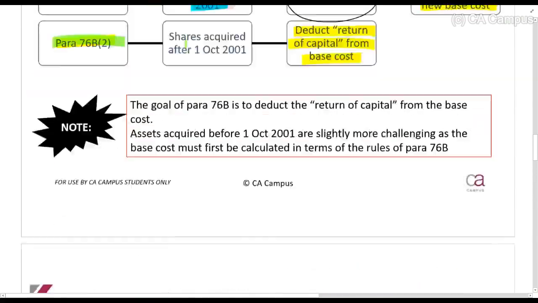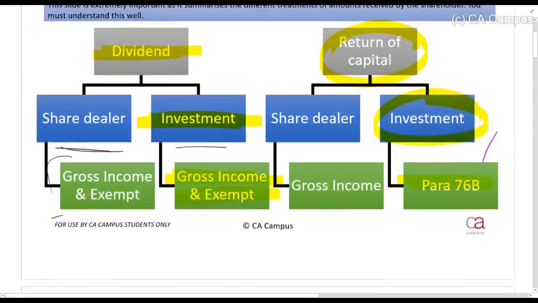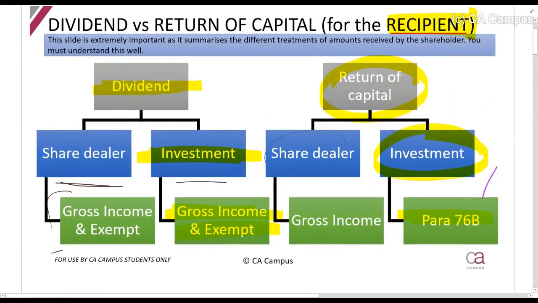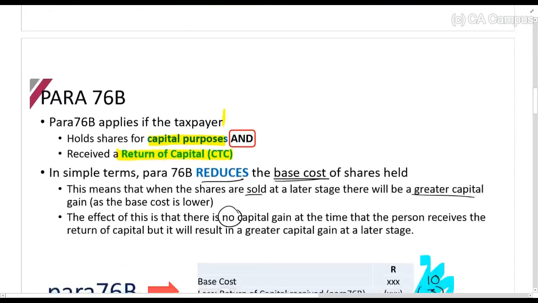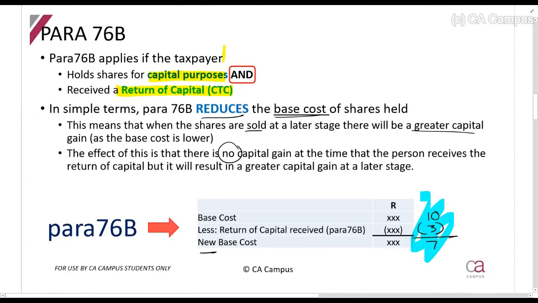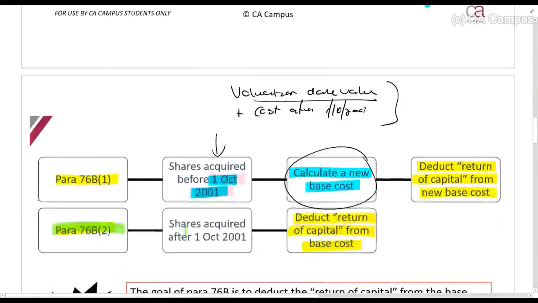Can you see? So let me just go back. They're not talking here if it's a share deal or investment. But I said to you, it only applies to investments. Why? Because you need to remember the 8th schedule applies to capital assets. Okay, and it does apply to, yeah, trading stock and those things are considered, but those things have their own rules with the gross income definition. That's why it applies only to investors.